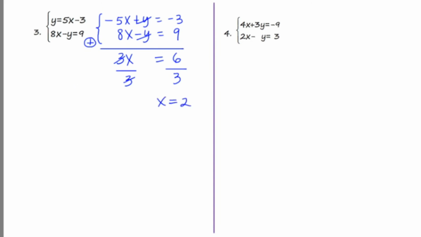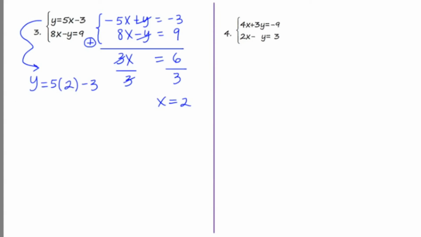Now I need to substitute, or back substitute, into one of the initial equations to get y. And I think the top equation is really set up for that right now. So I'm just going to draw a little arrow here. And I'm going to say y is equal to 5 blank minus 3. Now the blank represents x, and we just found x to be 2. So I'm going to substitute 2 into the blank.